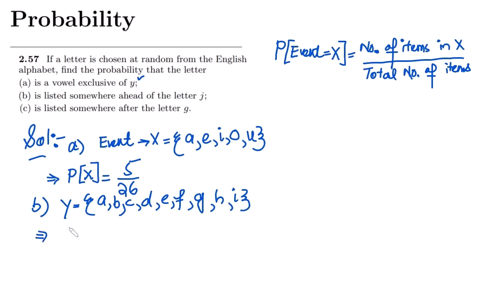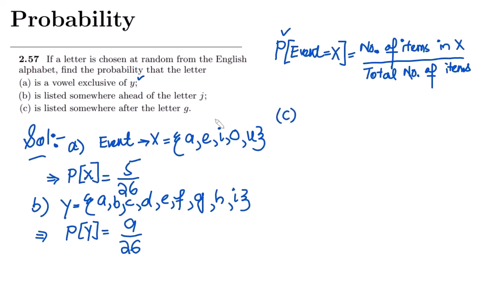So now if I want to find the probability of Y, what would it be? Using the same formula which is here, writing the number of items in Y, which are 9: 1, 2, 3, 4, 5, 6, 7, 8, 9, divided by the total number of items, which are again 26. That is the solution of part B.